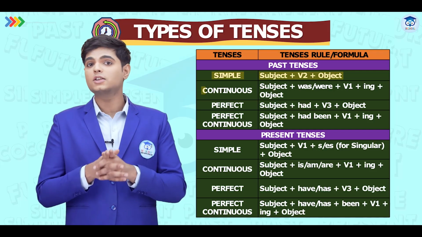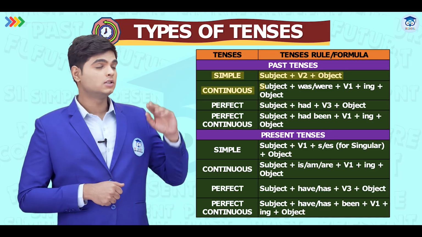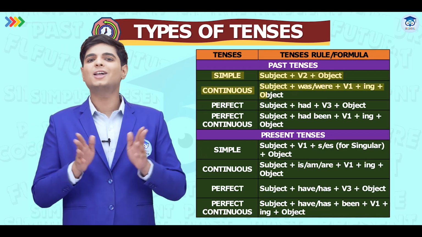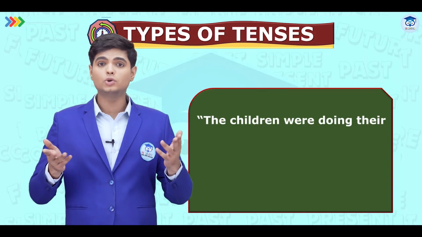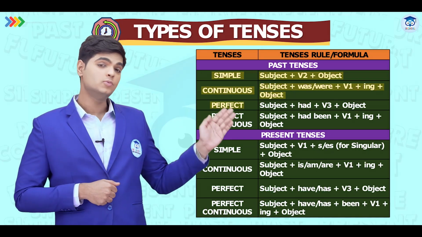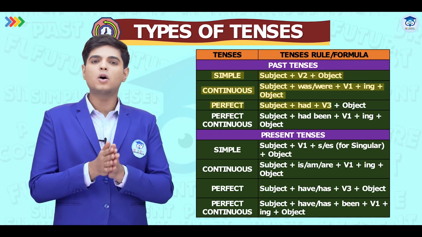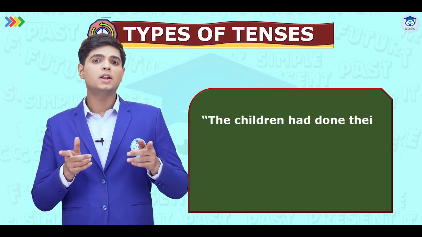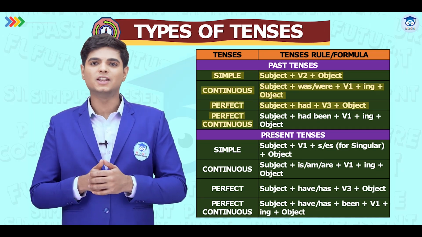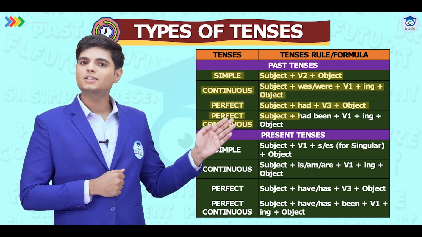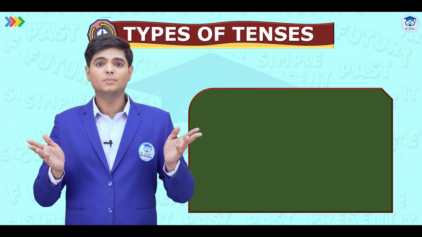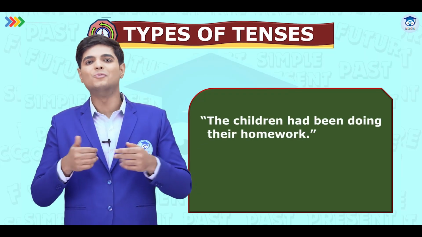Then we have the past continuous tense, which uses subject plus was or were, then the verb with ing and the object, like the children were doing their homework. Next comes the past perfect tense, subject plus had plus the third form of the verb as in the children had done their homework. Finally, the past perfect continuous tense combines subject plus had been plus the verb with ing and the object. For example, the children had been doing their homework.